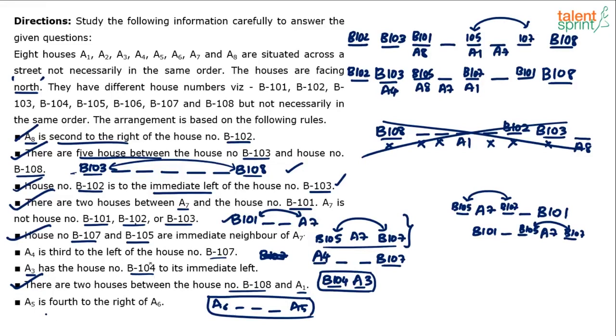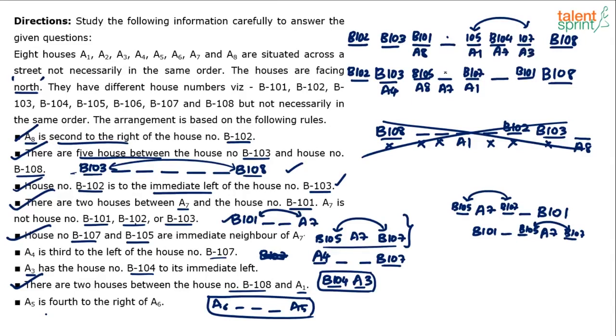A3 has the house B104 to its immediate left. Is 104 fixed? 104 is not fixed. Now 104 can either come here or here. What do we know? B104 and A3 have to be in this order. So if I take 104 here, A3 has to come here. Not possible. If I take 104 here, A3 can come here. Yeah, so the only possibility is B104 in this position and this takes A3.